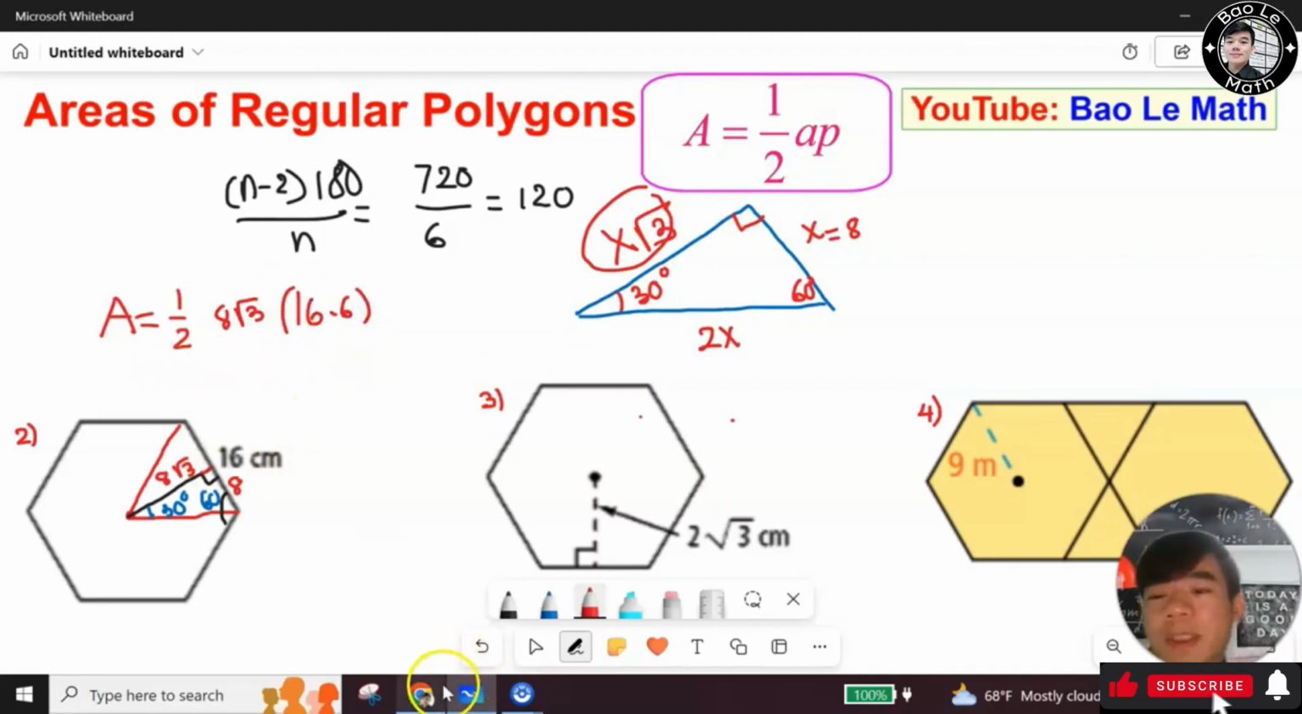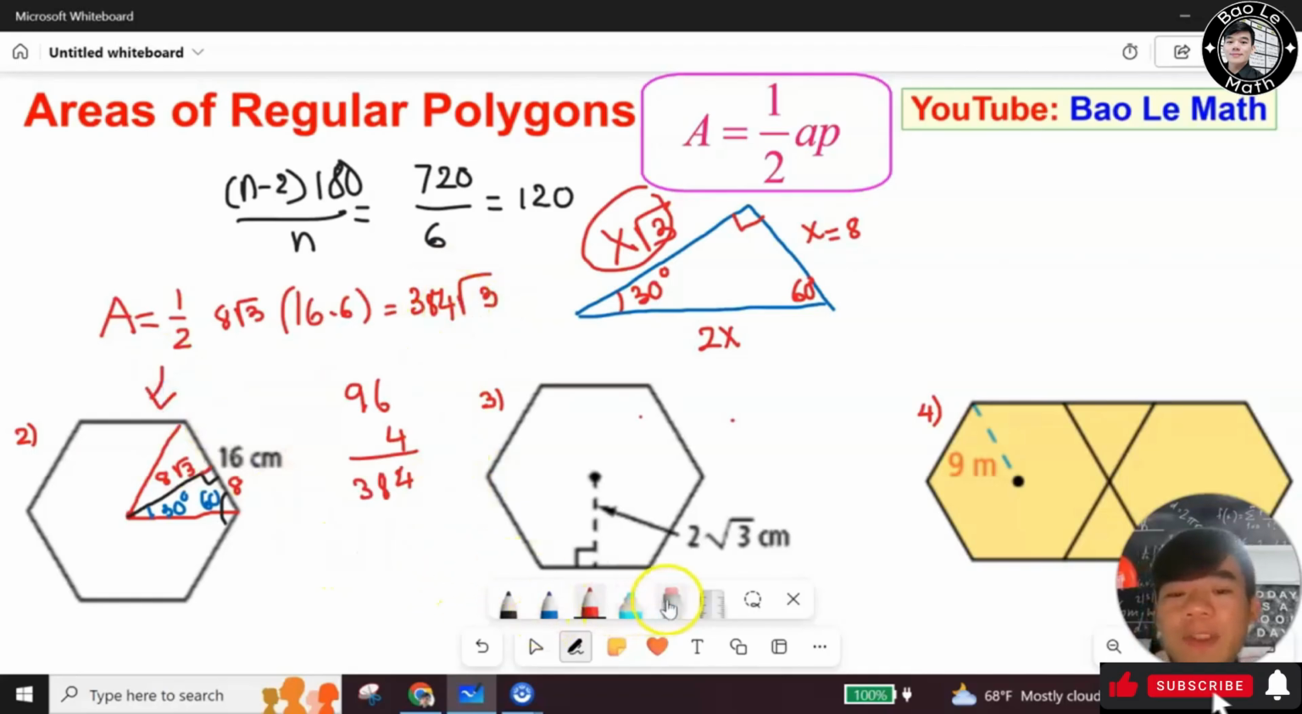And then I'm going to bring up the calculator, or just leave the answer like it. 8 divided by 2 is 4. 16 times 6 is 96. 96 times 4 is 384, right? So 384 root 3. So that's the answer for number 2 right here.